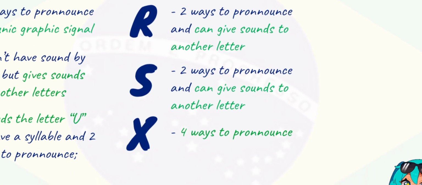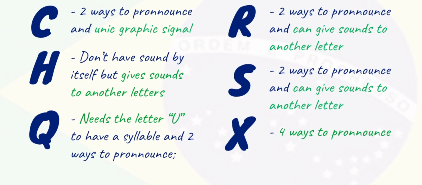Then we have X, which has four ways to pronounce. But don't worry, I will explain them case by case. So we start with C, H and Q in this class.